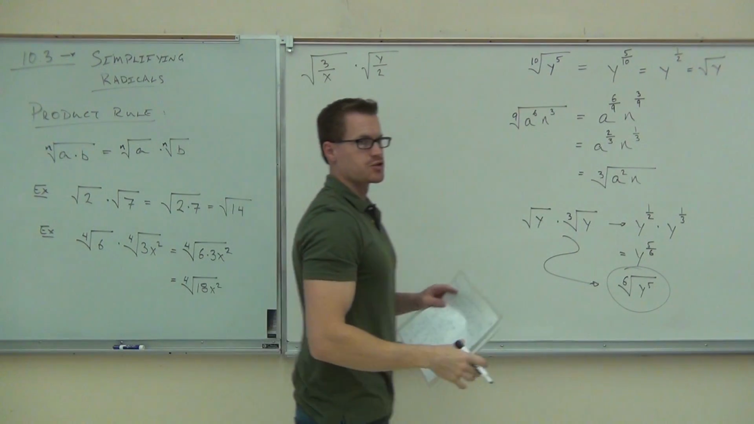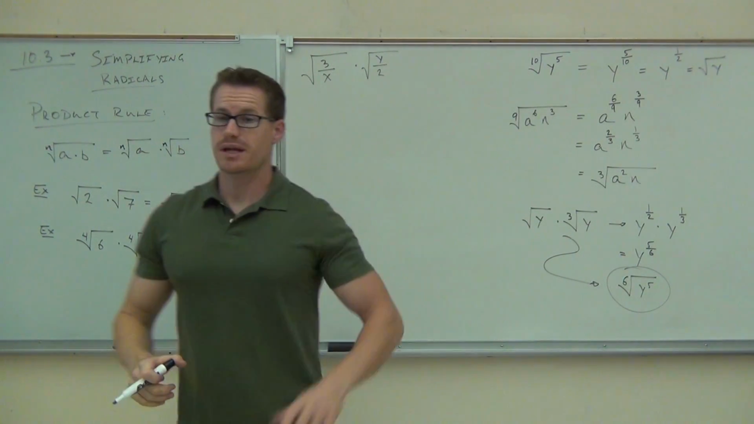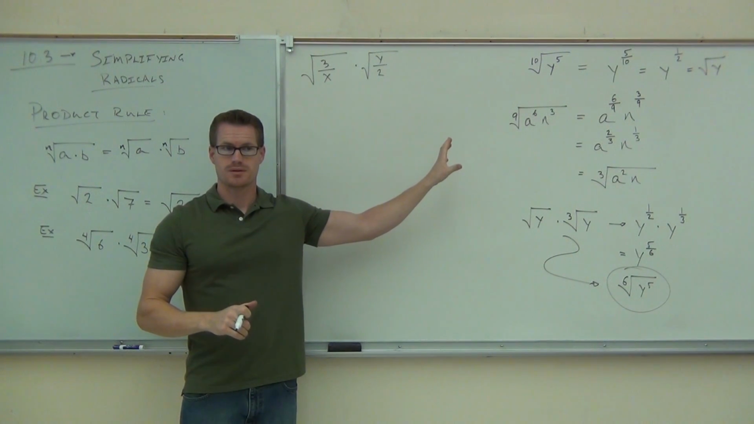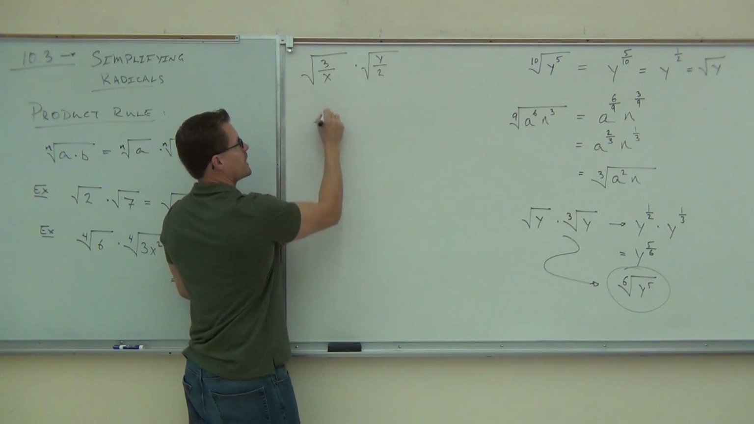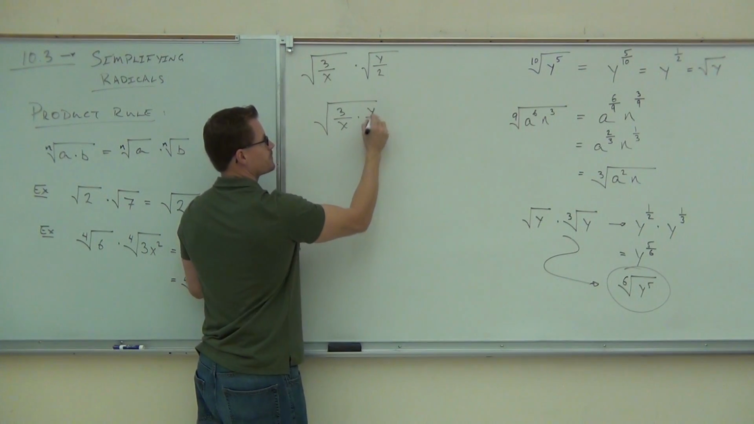Does it still work with fractions? Can I put together some roots if they're fractions? Yes. Can I put together these roots? What do you think? Yes. They're both square roots. Okay, so if I put them together, I'm just going to have the square root of 3 over x times y over 2.